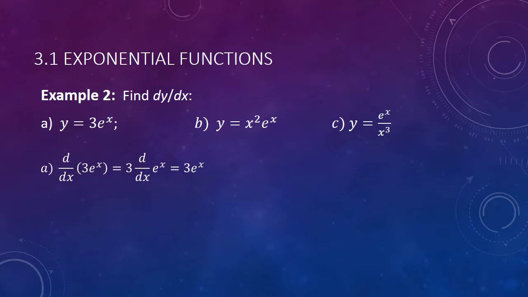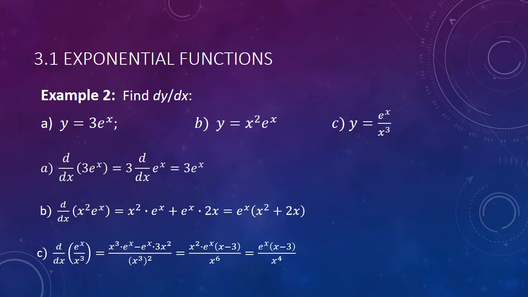Okay, for a, 3e to the x, the derivative is 3e to the x. Very simple. For b, we do need to use the product rule, so we have the first times the derivative of the second, plus the second times the derivative of the first, so x squared e to the x plus e to the x times 2x. You can leave it like that, but they did, in this answer, factor out the e to the x. That is not necessary, but you can do it if you so choose.